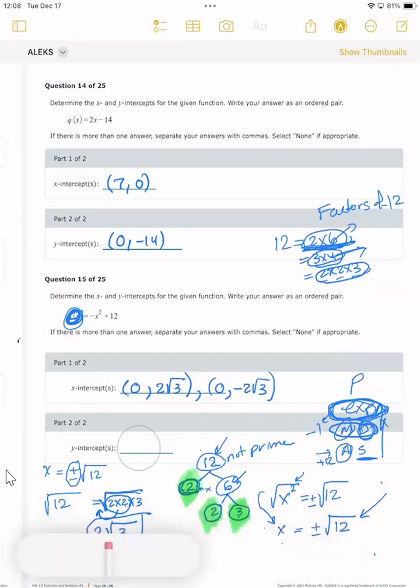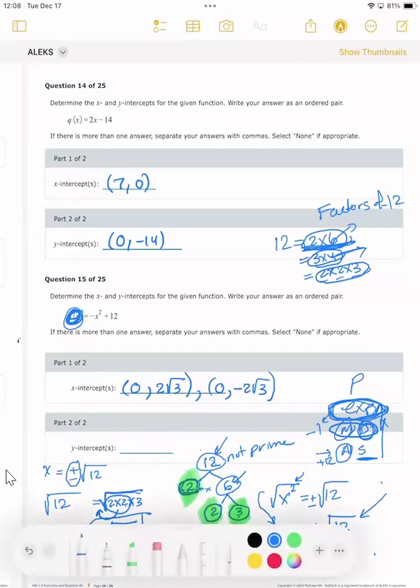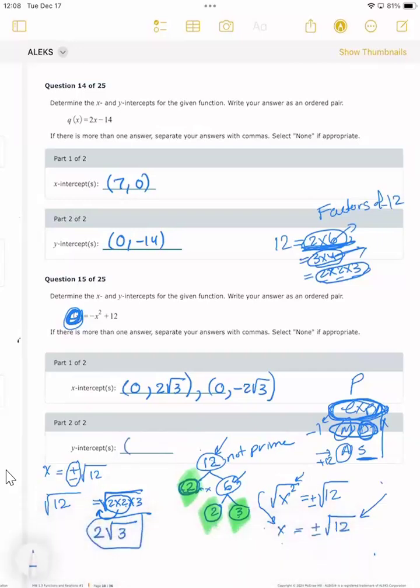y-intercept. I made a mistake here. This is 0, 12. Sorry about that. This one was correct. This one I made a mistake.